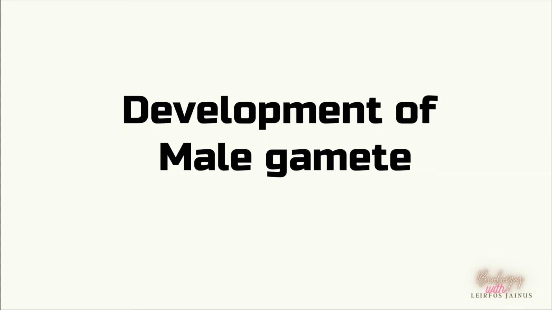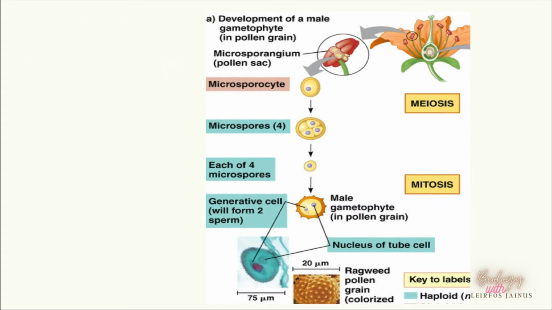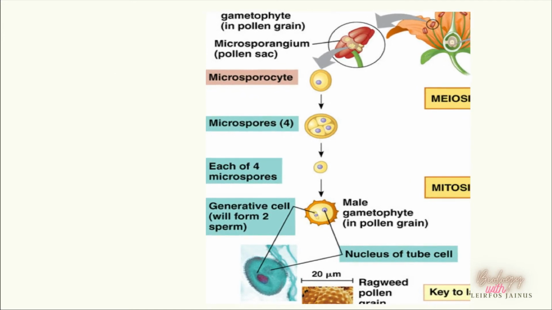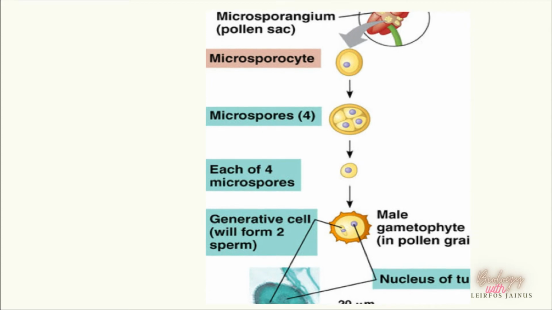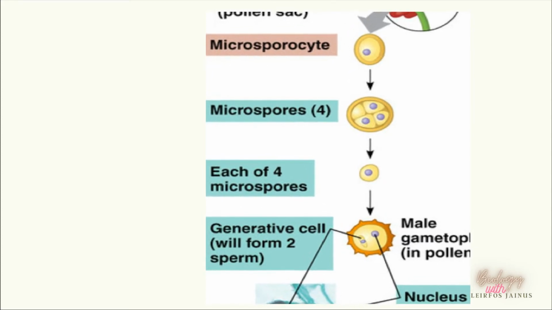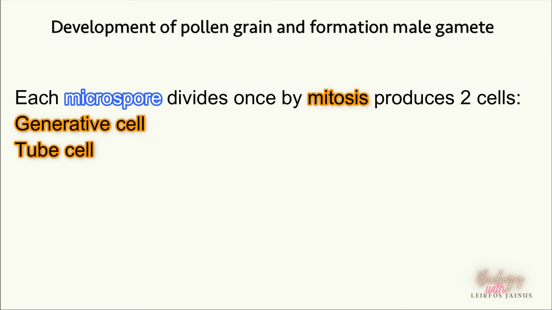We will further discuss the development of male gametes. It begins within the pollen sac of the anther, in which the microsporocyte or microspore mother cell divides by meiosis to produce 4 haploid microspores. Each of the microspores divides by mitosis to form a generative cell and a tube cell.